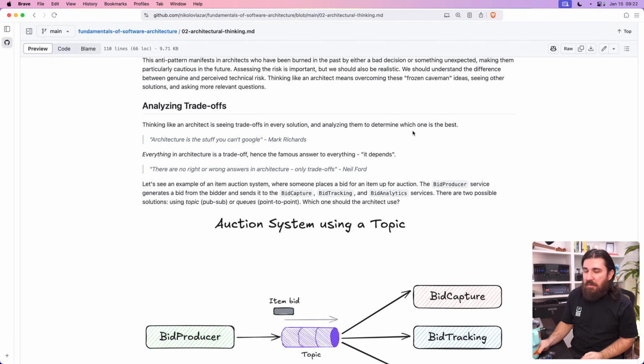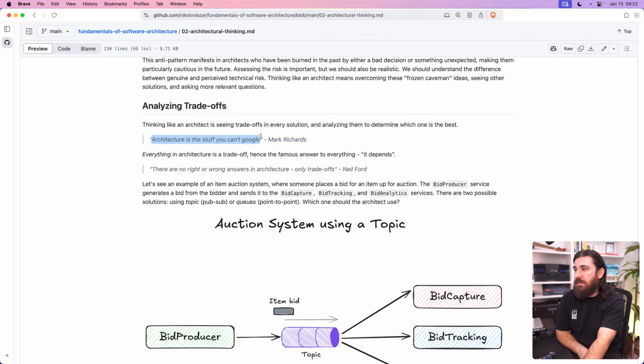Because the most famous architectural answer to every question is, it depends. Remember that from last episode? Yeah. So because the answer to everything is it depends, that's why you can't really Google that, right? There's a possible solution, but it depends. Maybe in your case, it's not the solution. Everything in architecture is a trade-off. Hence the famous answer to everything, it depends. There's another quote by Neil Ford: "There are no right or wrong answers in architecture, only trade-offs."